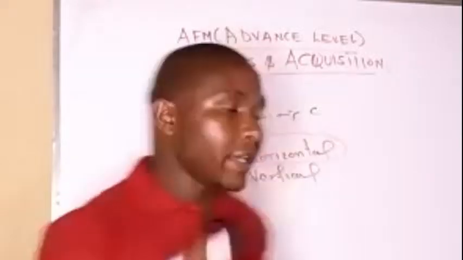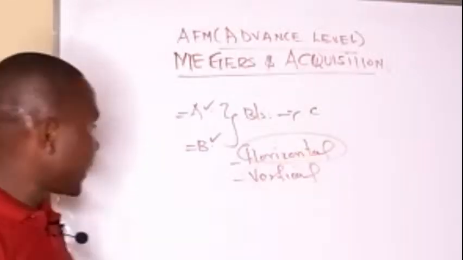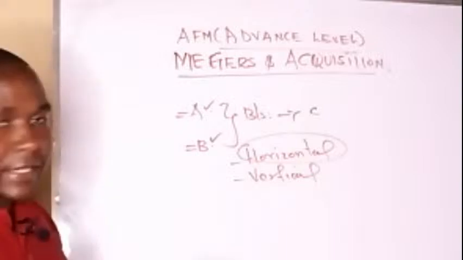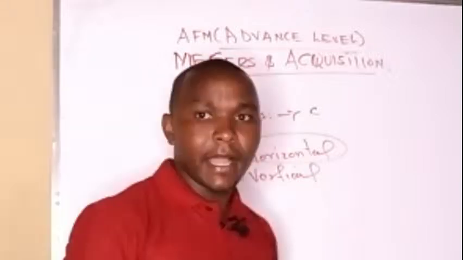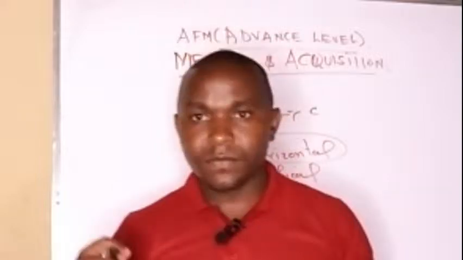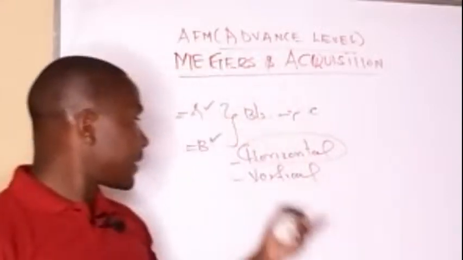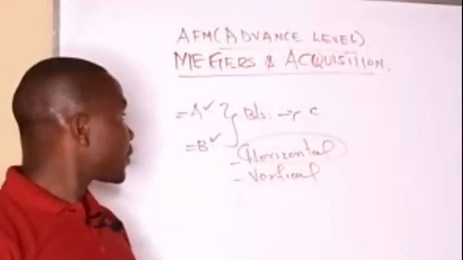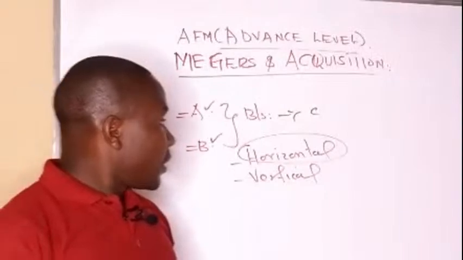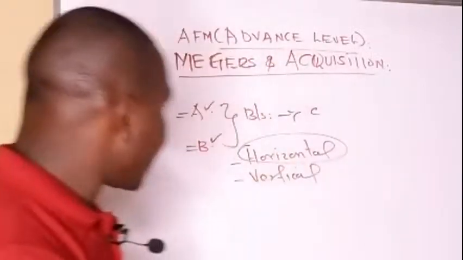You find that horizontal mergers, that we have the vertical. The vertical is when you acquire another business whose core principal activities are totally different from your own. That one we call the vertical. That is mergers and acquisition.